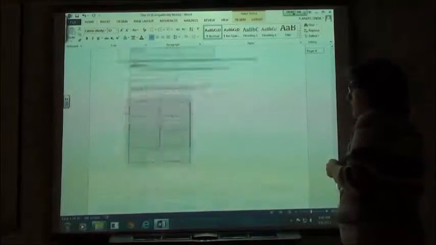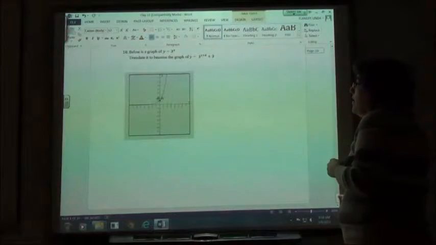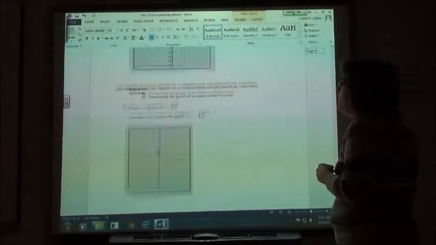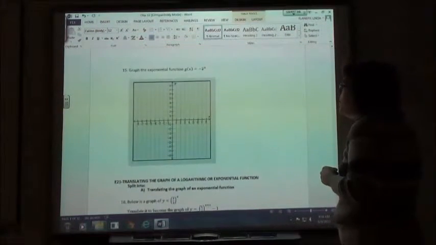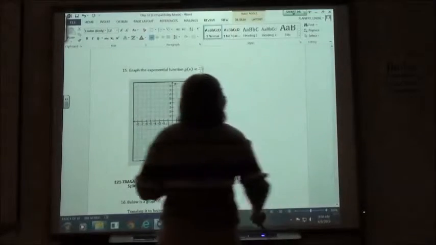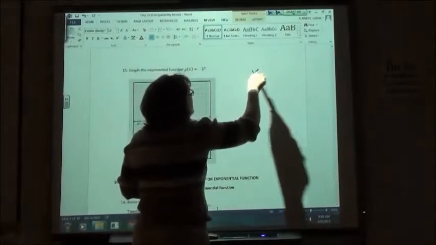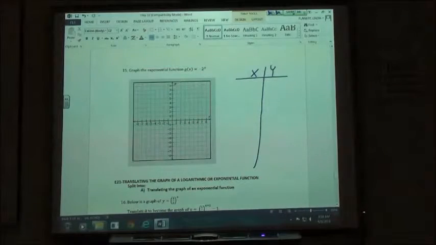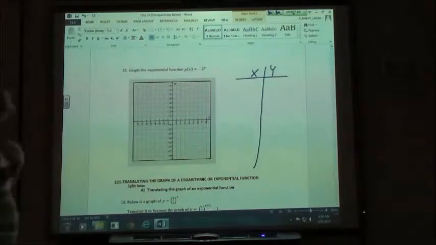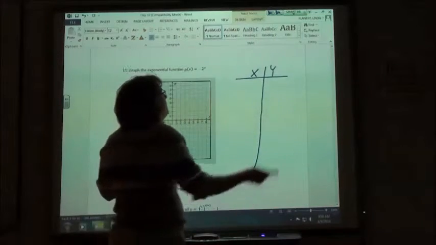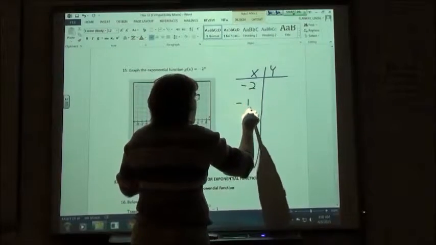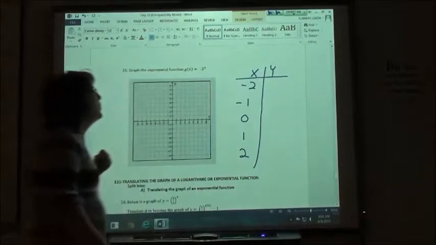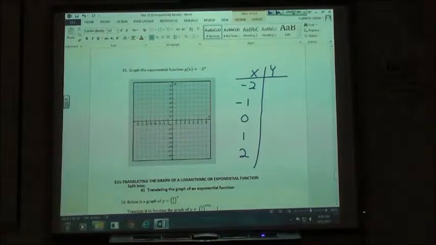Okay, so number 18, that'd be the last one on here. Whoops, that's not the last one. I'm trying to skip problems. I better do this one here. Negative 2 to the x power. So, what number should we put in for x? Negative 2, negative 1, 0, 1, and 2.